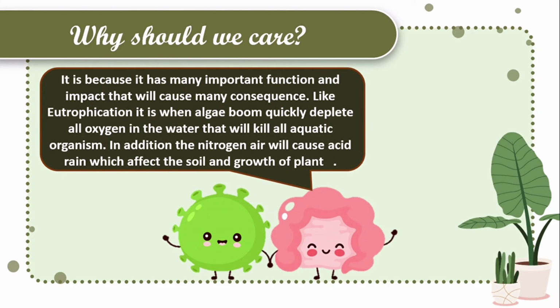So why should we care? It is because it has many important functions and impacts that cause many consequences, like eutrophication. It is when algae bloom quickly and deplete all the oxygen in water, which will kill aquatic organisms. In addition, nitrogen in the air will cause acid rain, which affects the soil and the growth of plants. There are so many consequences if we do not care about this.